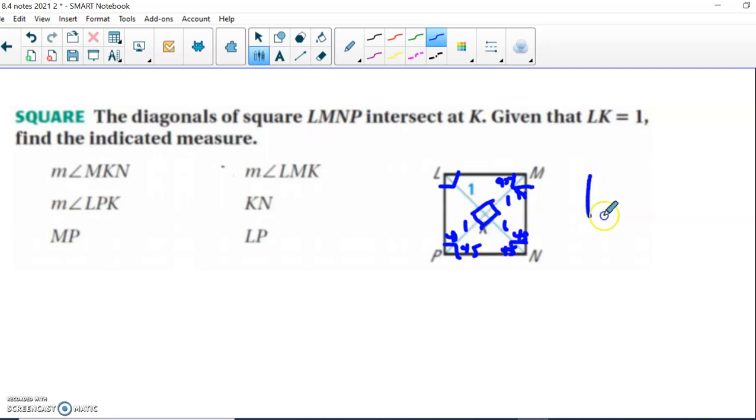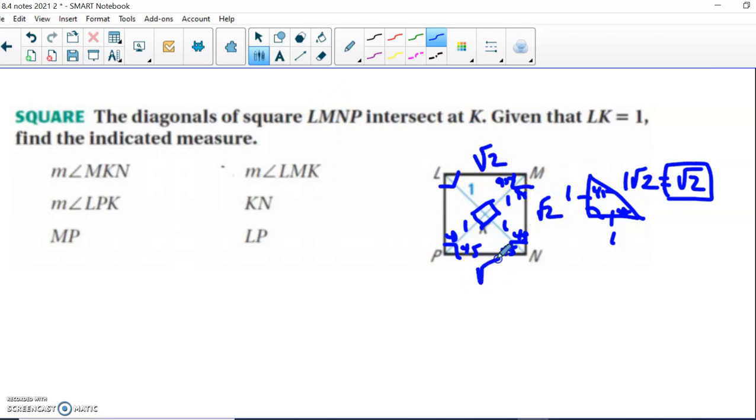So what we're looking at is a 45, 45, 90 triangle where the sides are 1, and we know that the shortcut is whatever the side lengths are, the hypotenuse is that times the square root of 2. So we can just say it's good old square root of 2. So that means all of the side lengths are the square root of 2. And easy as that, we've solved the square.